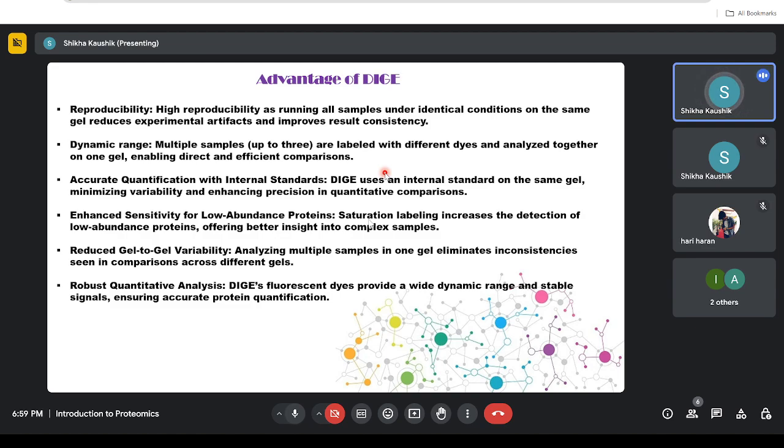Then you have accurate quantification with the internal standard. How? Because you're using the internal standard. What is the internal standard? It is the pool of both the samples. You're using the same amount of A and the same amount of B, pooling them together and giving it a different color. So the additive one, that is the internal standard. And with this, when you are comparing, you have very accurate quantification. So here variability will be minimized and it will enhance your precision in quantitative comparison.